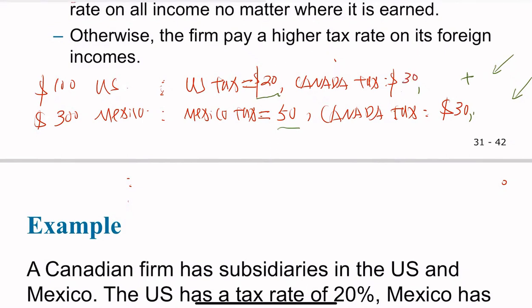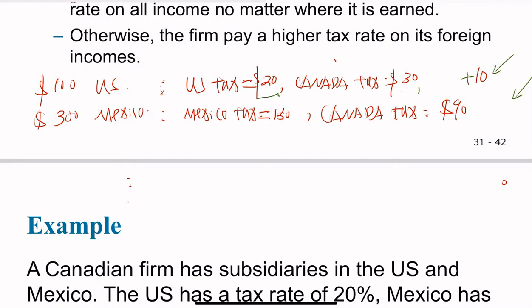And for this 300 Mexico income, the Mexico tax would be 150 at 50% tax rate. And Canada's tax would be $90 million. So now we will have a tax liability of $10 million in Canada for the 100 million US income.